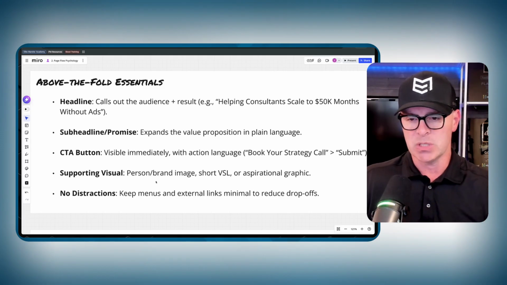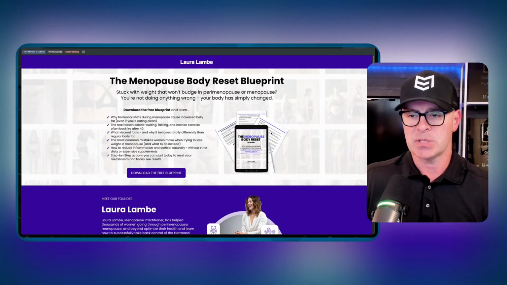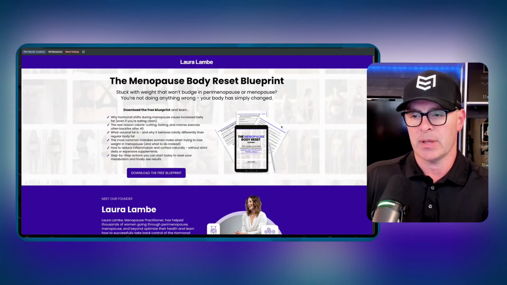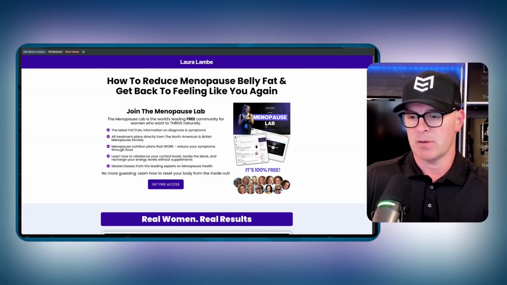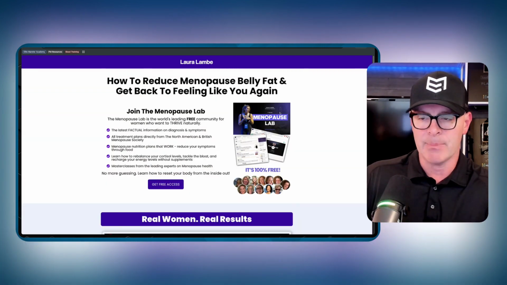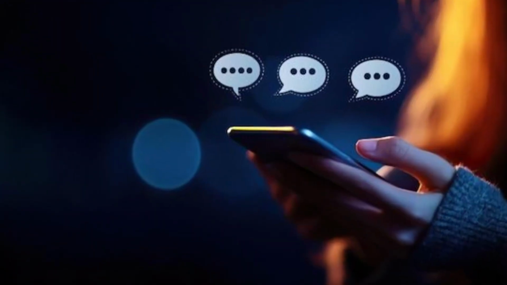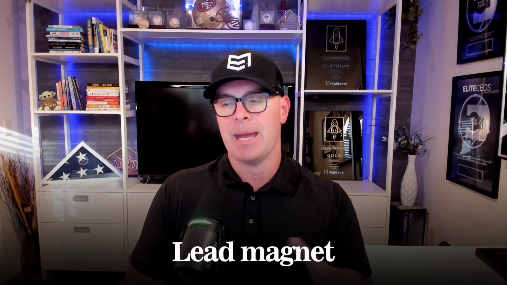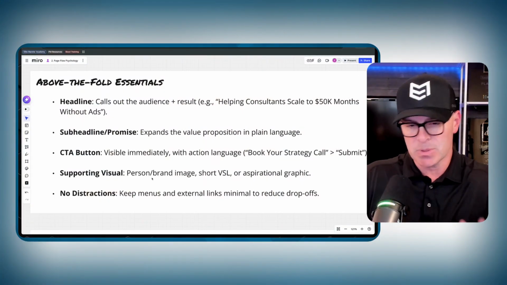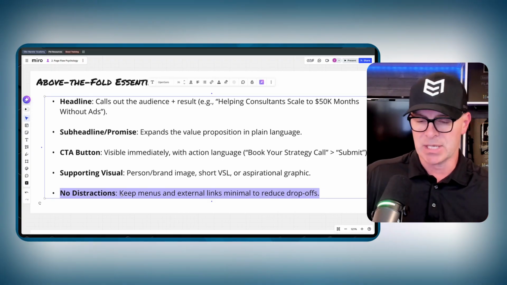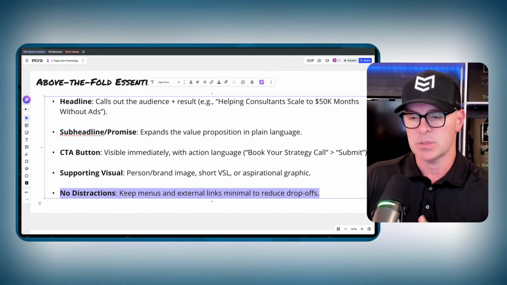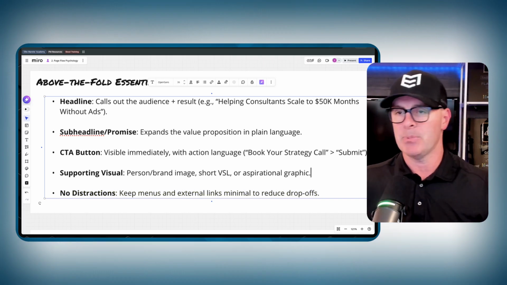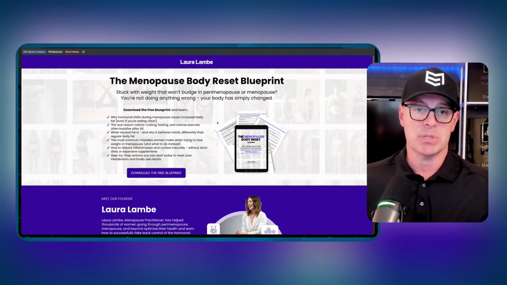Some sort of supporting visual. Don't have to go too crazy with this. The supporting visual would be like the unique mechanism. It's the mock-up image here of the asset. Here is a mock-up image of the lab. Always try to tie in the messaging and the whole purpose of that lead magnet with that image. Okay, so some supporting visual, but then ultimately no distractions. Keep menus and external links, just don't even put them on the page. You don't want to be linking people to places that are going to take them outside of your funnel.